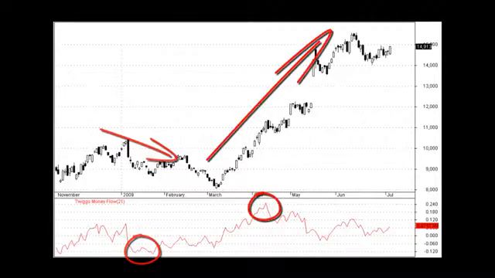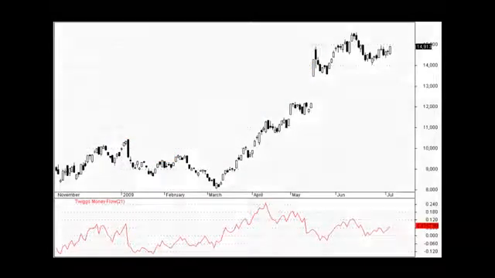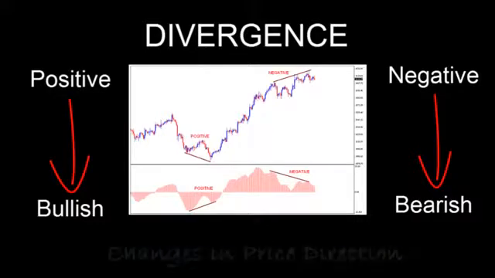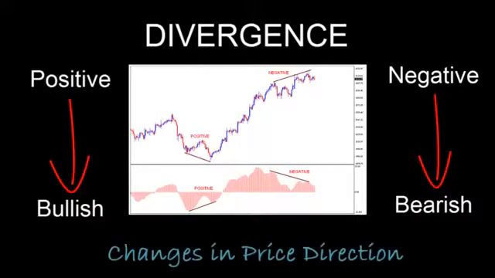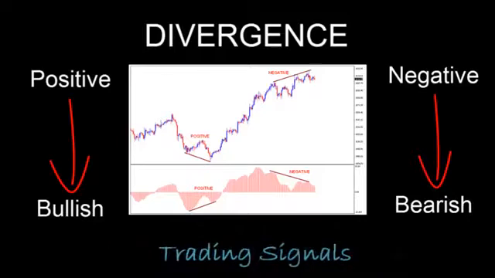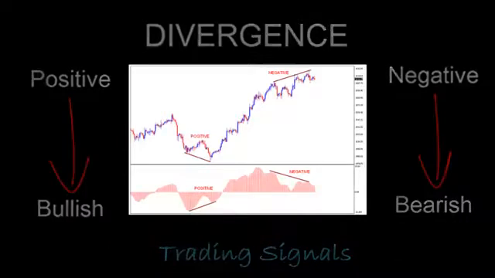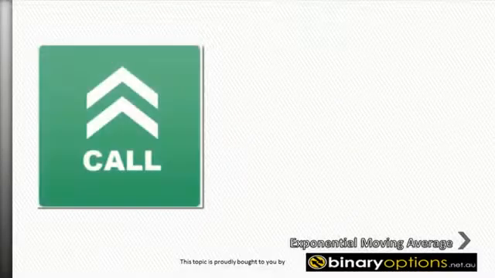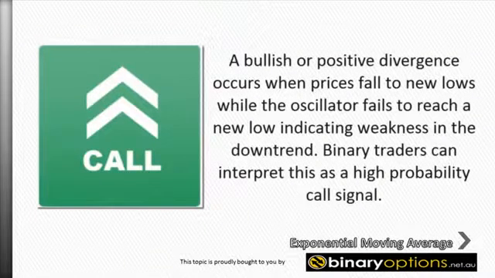Trading signals are generated with bullish, positive, and bearish, negative divergence between Twiggs money flow and price. Divergence, either positive or negative, is used by traders to signal a major shift in the direction of price as well as generating trade signals. A bullish or positive divergence occurs when prices fall to new lows, while the oscillator fails to reach a new low, indicating weakness in the downtrend.